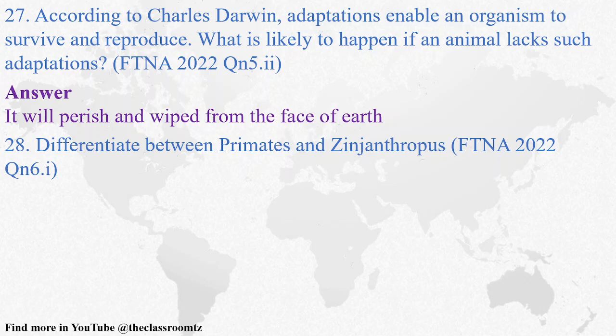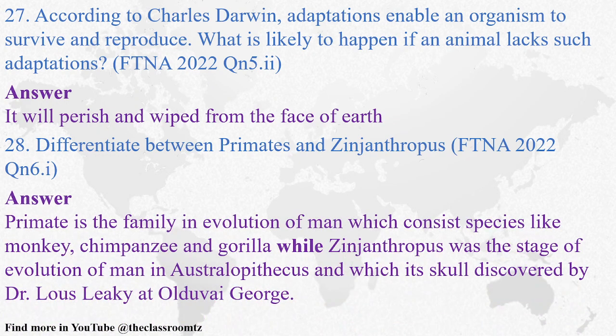Differentiate between primates and zinjanthropes. These were the differences. Primate is a family in the evolution of man, which consists of species like monkey, chimpanzee, and gorilla. So primate is the family. Where are we coming from? Those monkeys are our relatives, chimpanzees are our relatives, gorillas are our relatives. That is where we are coming from. It is not me, it is according to science and that man called Charles Darwin.